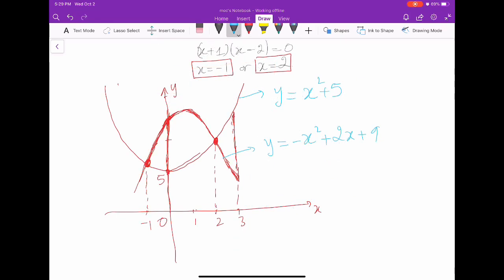All right, now let's see the graph of those functions, right? So the first graph is this. This is the graph of the function y equal to negative x squared plus 2x plus 9. It's a very brief graph. The second is y equal to x squared plus 5. So this is the other one, okay?